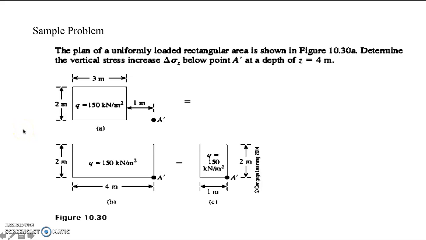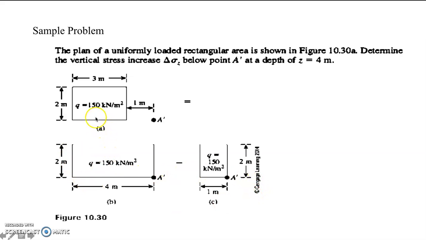So we have here a sample problem. The plan of a uniformly loaded rectangular area is shown in the figure. Determine the vertical stress increase below point B prime at a depth of Z equal to 4 meters. So this is our uniformly loaded rectangular area. So we're going to get the stress at point B prime having a depth of 4 meters. To get the stress at point B prime due to this plan of a uniformly loaded rectangular area, we simply have to illustrate that in this manner.